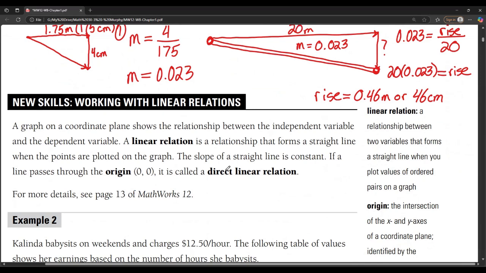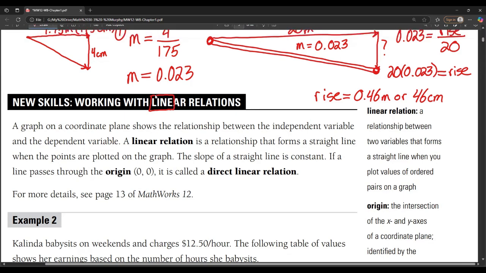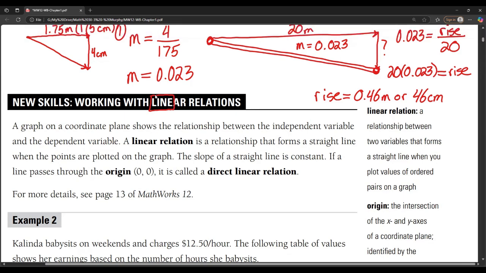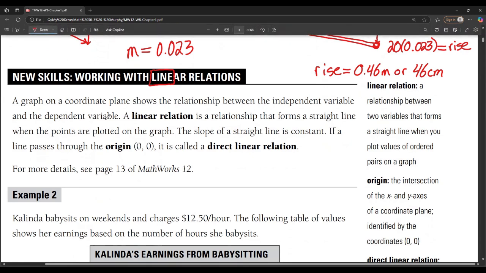Okay, the next part here. So the first part was kind of a review. What we're going to look at is working with linear relations. And just so you understand what that means, linear means line. So we're going to be looking at slope on graphs, okay? A graph on a coordinate plane shows the relationship between the independent variable and the dependent. We will talk about those two in a second.